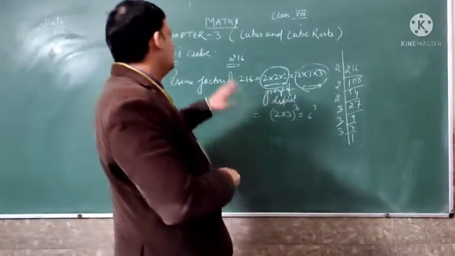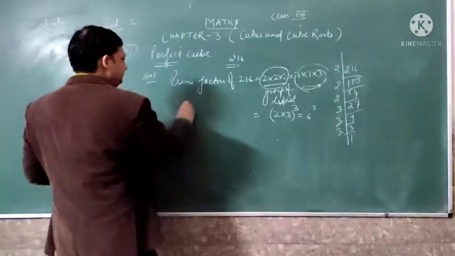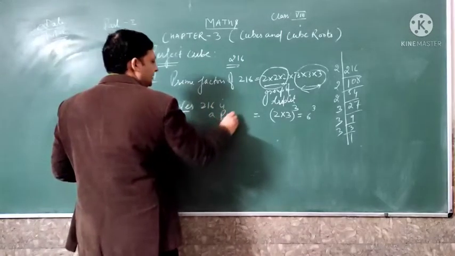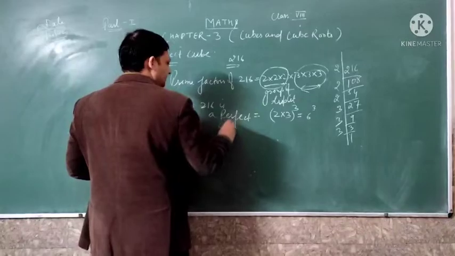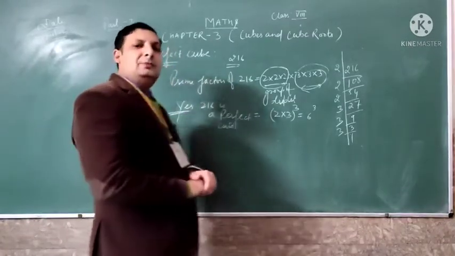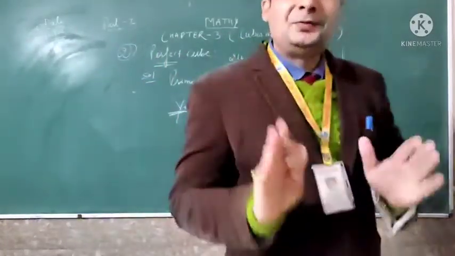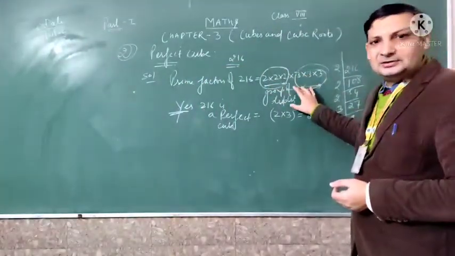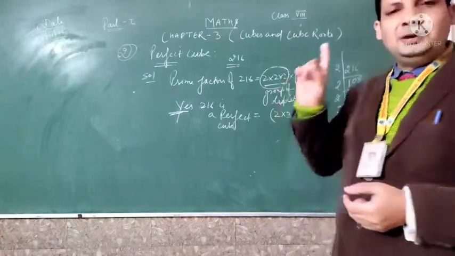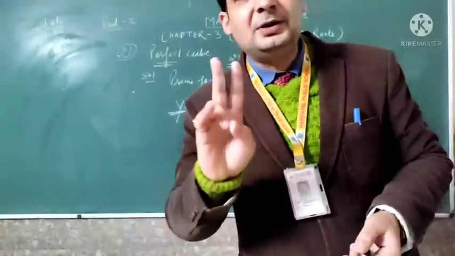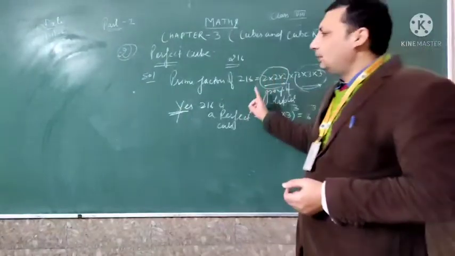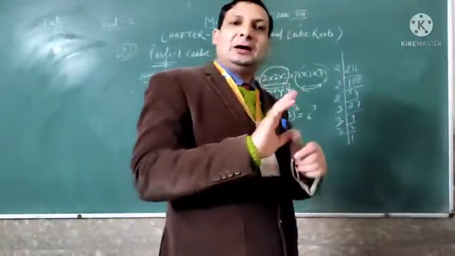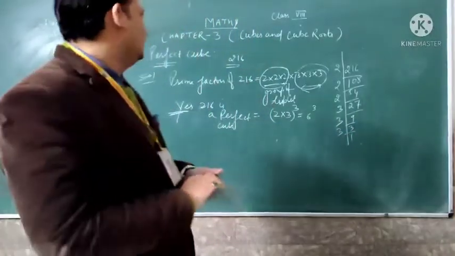So we can say that yes, 216 is a perfect cube. So my dear student, whenever we have to check whether any number is a perfect cube, we have to find its prime factors. If the prime factors make a complete group of three same numbers, that is called a perfect cube. If it will not make a group of 3 numbers, it means that number is not a perfect cube.